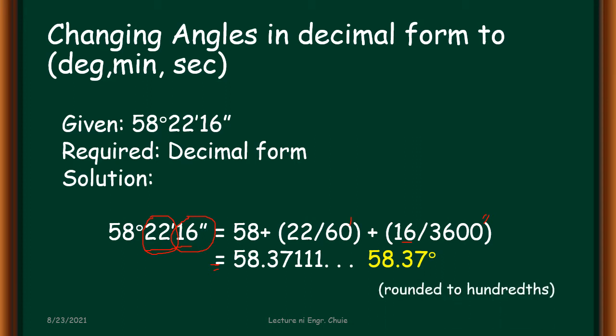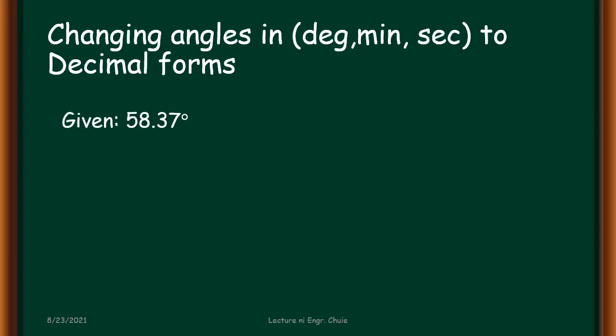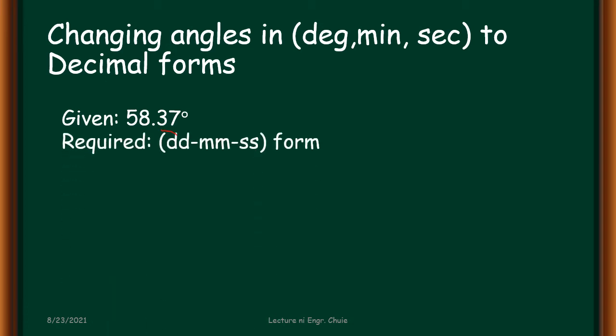What if we convert this 58.37 degrees, di ba naka-decimal to? What if gawin natin siyang in degree, minutes, seconds na format? So, let's try it. So, again, yung given natin na is 58 degrees, 0.37. Let's check kung tama ba yung sagot natin kanina. So, 58.37 degrees. Yung required natin is to convert this decimal form into degree, minutes, and seconds form.